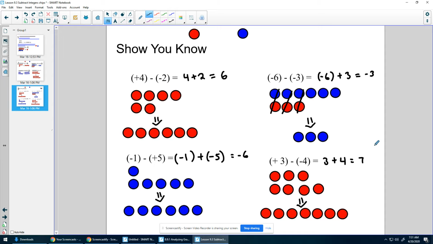In your textbook, there is a different way to show subtraction, and it does something with 0 pairs. I don't particularly like it. I find it way more confusing than if you just add the opposite. So I'm just going to show you this way. If you would like to check out your textbook and try that way, if you don't like this way for some reason, that is fine. But I am 100% okay with you using this way to show your integer subtraction using integer chips.